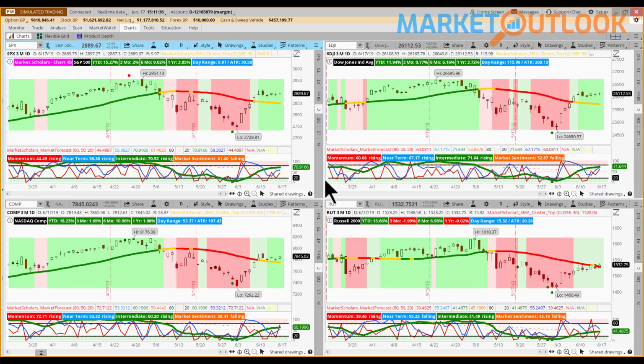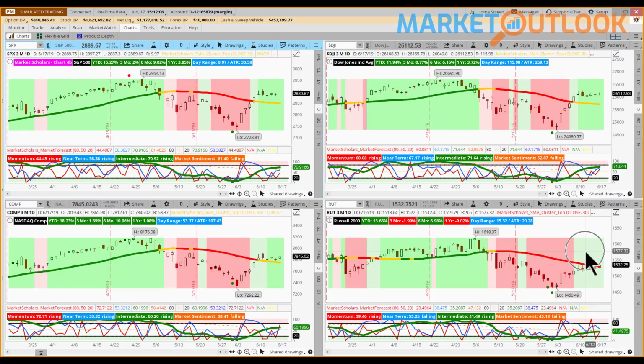In addition to that, you'll see at the bottom of each one of the charts a market forecast indicator, which you can find on Thinkorswim platforms from TD Ameritrade. And you can see that the background colors of the charts will change either green or pink, depending upon whether we have a bullish or a bearish posture on the various indices at that given time. As you can see right now, all of these charts currently have a green background color.